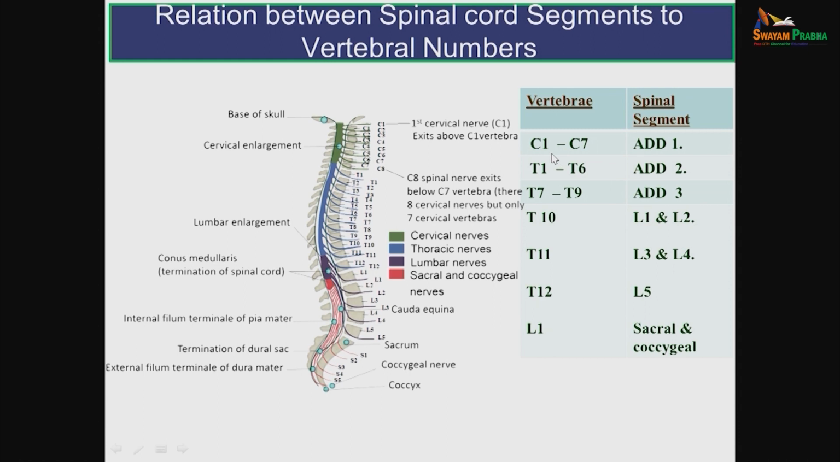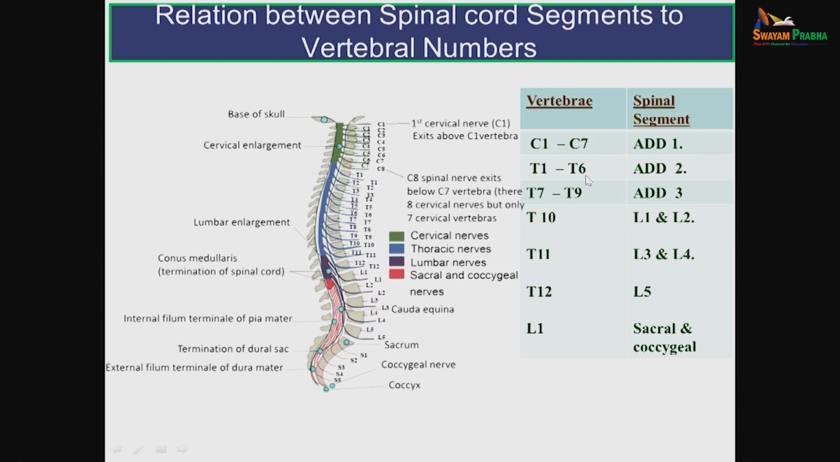In the case of C1 to C7 spines, if you want to know the underlying spinal segment, you have to add 1. That is, if it is the C7 vertebra, the underlying segment will not be the C7 spinal segment. You add 1, and the underlying segment will be the C8 spinal segment. As I already mentioned, this is because of the rostral shift of the cord, which ends at the level of the lower border of the L1 vertebra.